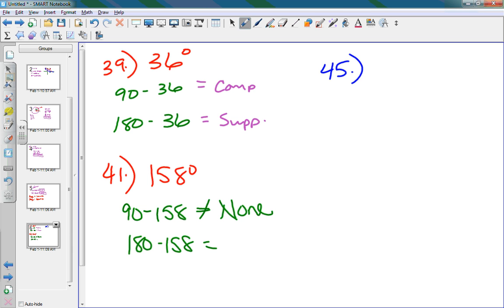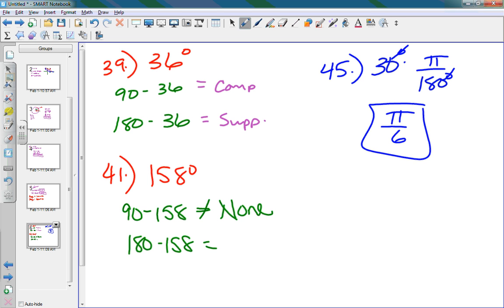So all you have to do for 45 is simply do conversions. I want to convert 30 degrees into radians. So what am I going to multiply 30 degrees by to get a radian measure? Pi over 180. The degrees cancel out, and what are you going to have? Pi over 6. So for that entire section, you are multiplying by pi over 180. Do we understand that?